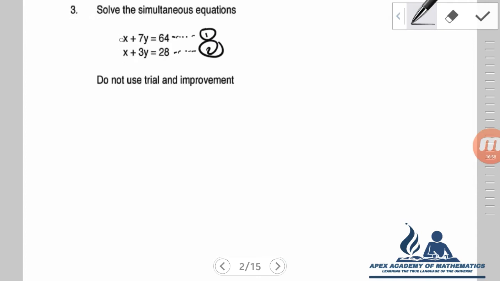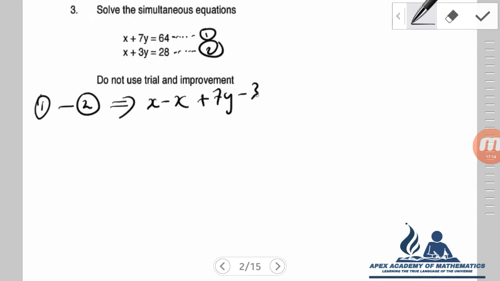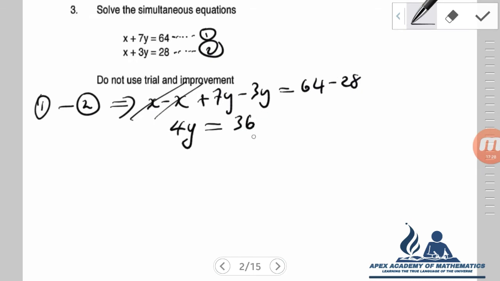So that implies that I'm going to have x minus x, plus 7y minus 3y, and that's going to give me 64 minus 28. So x minus x obviously disappears, and 7y minus 3y gives me 4y, and 64 minus 28 gives me 36. If I divide both sides by 4, it's going to easily come out that y is equal to 9. So that wasn't such a difficult question at all.